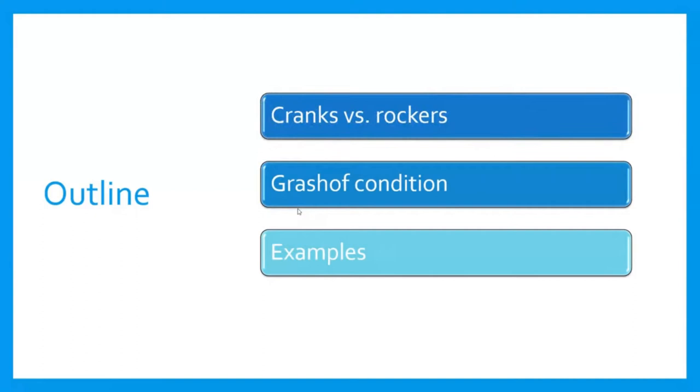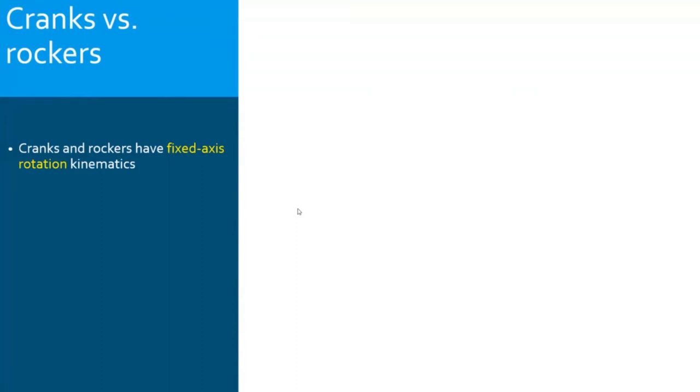cranks and rockers. Now, cranks and rockers are mainly bars or rotating elements, rotating links in a mechanism. When I say mechanism, I can also say linkage. So they're rotating elements or bars in a mechanism. They will have fixed axis rotation. So cranks and rockers are bars that have fixed axis rotation.